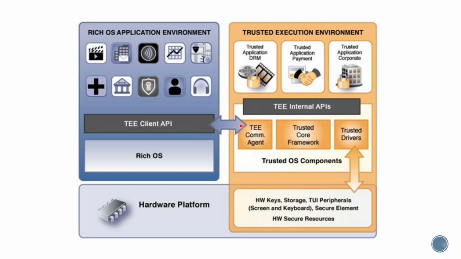Now this trusted execution environment has its own OS components, its own key storage space, its own peripherals, its own clocks, and it has all the hardware that a regular chipset has. And you can see that the trusted execution application DRM, the trusted application payment, etc., the apps that require trusted execution features, can be run here using these TE internal APIs.